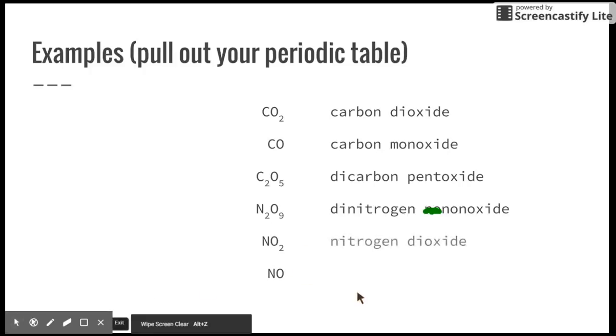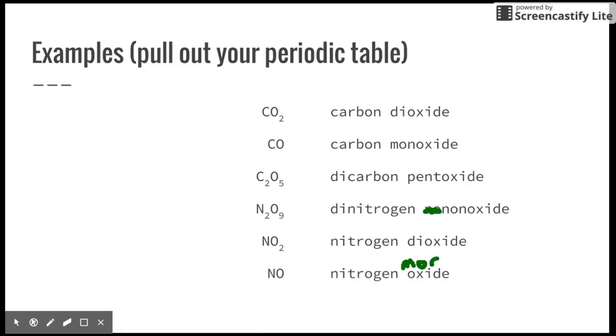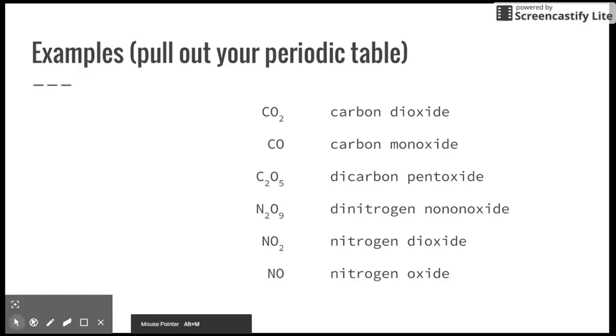Next, it's nitrogen dioxide. Remember, there's two oxygens and only one nitrogen, and it's not mononitrogen because it's the first one. Finally, it's nitrogen, and then I forgot to include the monoxide. So monoxide right there. And now we know we named them all correctly because we use those prefixes.